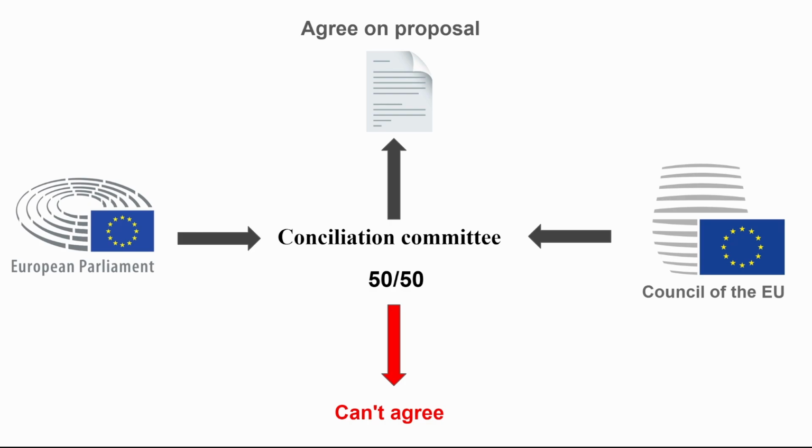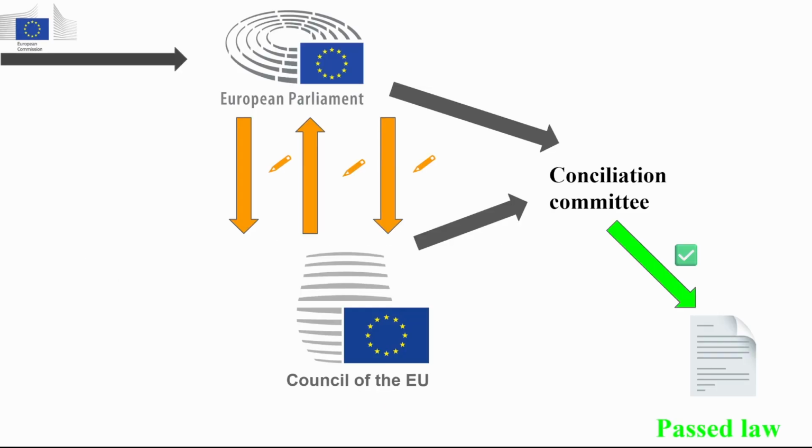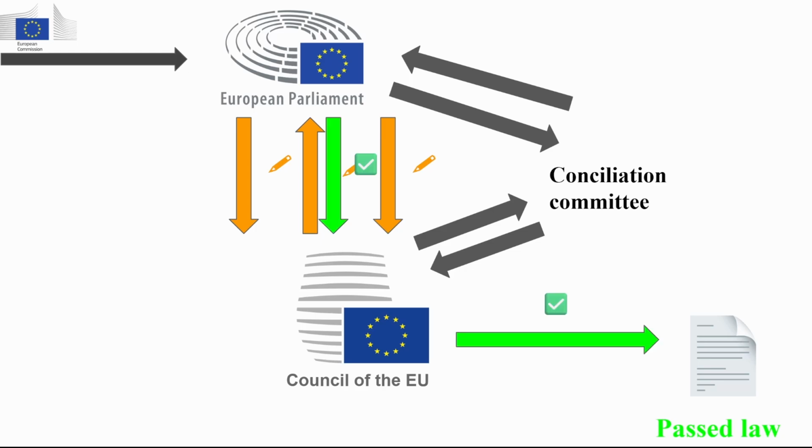And if they can't, then the whole procedure is over, there is no law. But if they manage to find a compromise, then they agree on a joint proposal. And this joint proposal means that the law gets passed, because this proposal goes back to the parliament and to the council, and then they approve it, because of course they are going to approve it, because they've agreed on it in the committee.